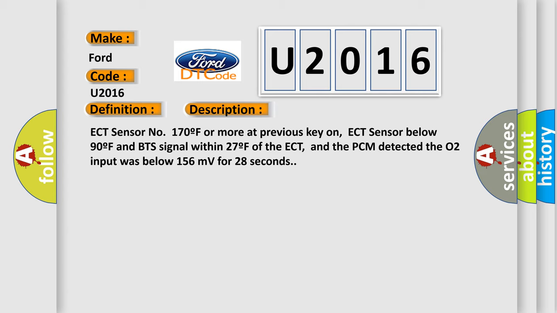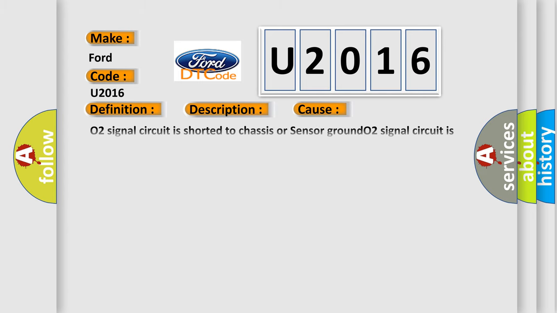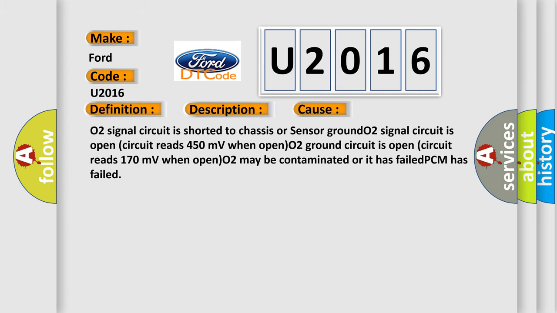This diagnostic error occurs most often in these cases. O2 signal circuit is shorted to chassis or sensor ground. O2 signal circuit is open, reads 450 millivolts when open. O2 ground circuit is open, reads 170 millivolts when open. The O2 sensor may be contaminated or it has failed.